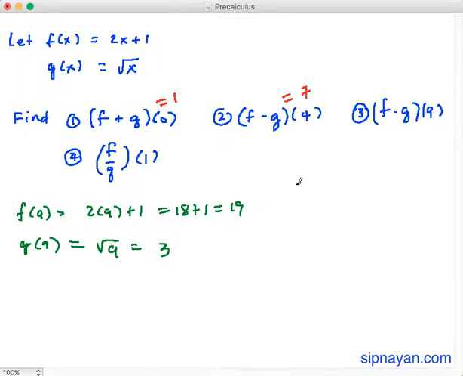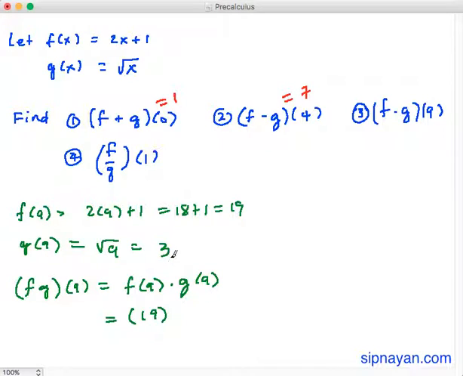So, ano yung ating f times g? (fg)(9) is the same as f of 9 times g of 9. No? And we already have a value for f of 9, which is equal to 19, multiplied by the g of 9, which is equal to 3. Ilan ang 19 times 3? That's 57. Okay, so dito, ang sagot dito ay 57.